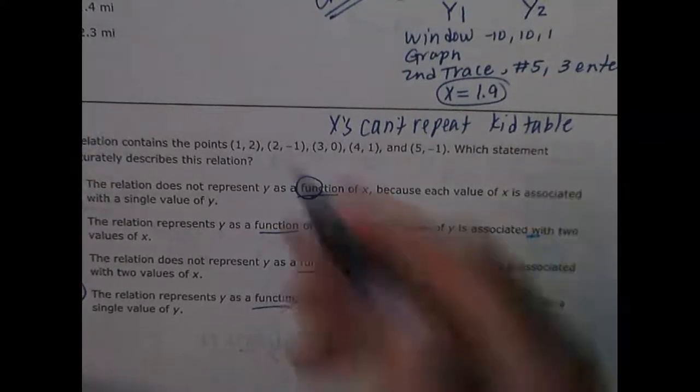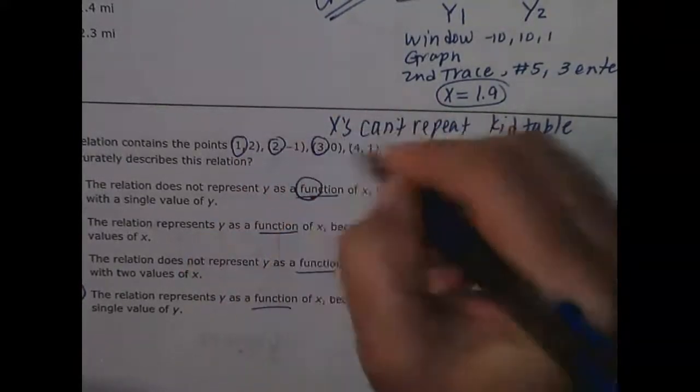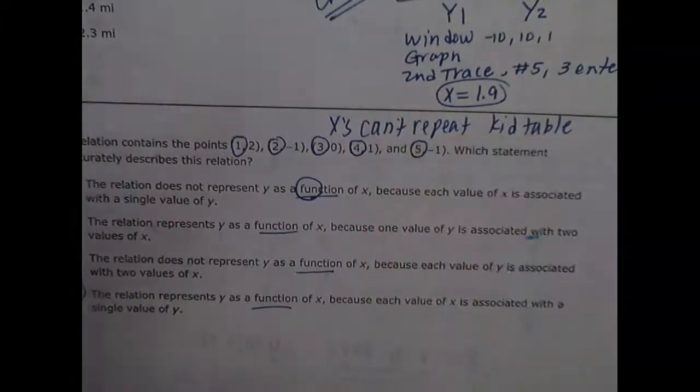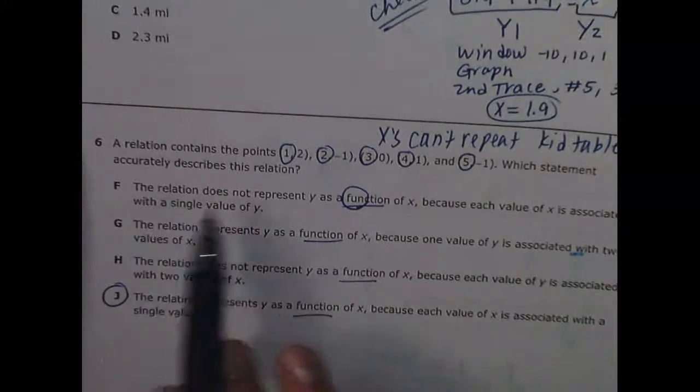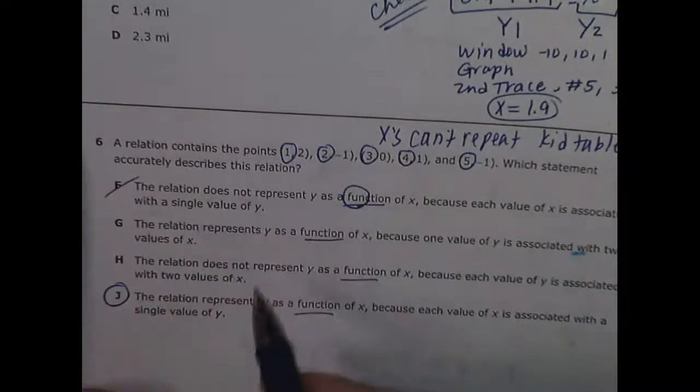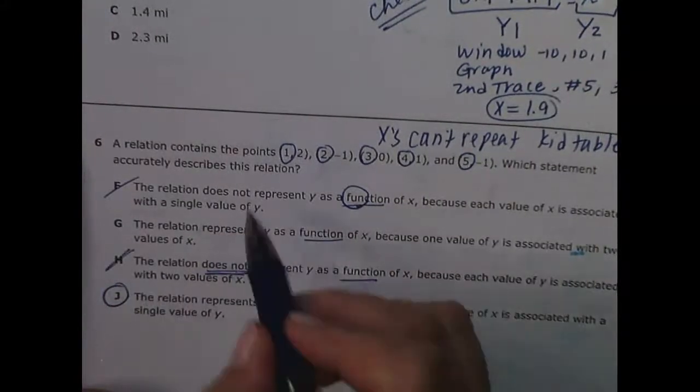So let's look at these x's. Here's a 1, 2, 3, 4, 5. Did those x's repeat? No. So it's okay. So it says the relationship is not a function. Well, okay, that one's out, and then does not, that one's out.